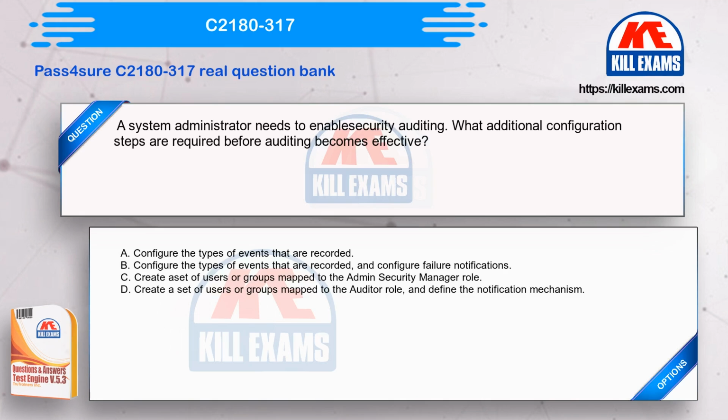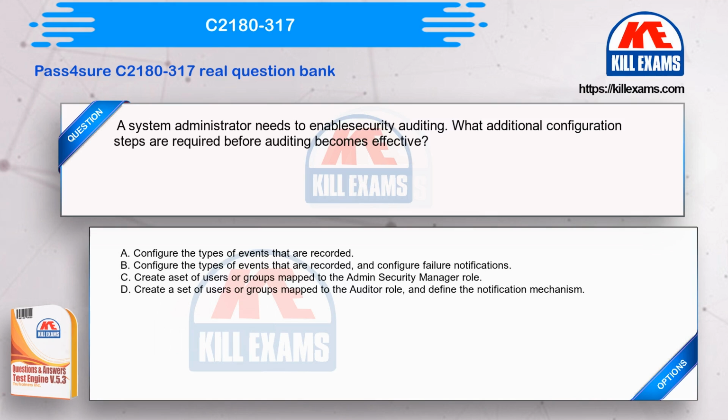A system administrator needs to enable security auditing. What additional configuration steps are required before auditing becomes effective? Option A. Configure the types of events that are recorded. Option B. Configure the types of events that are recorded, and configure failure notifications.